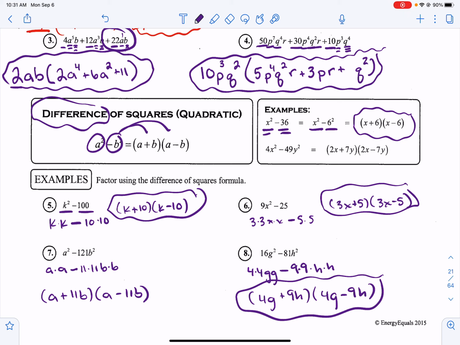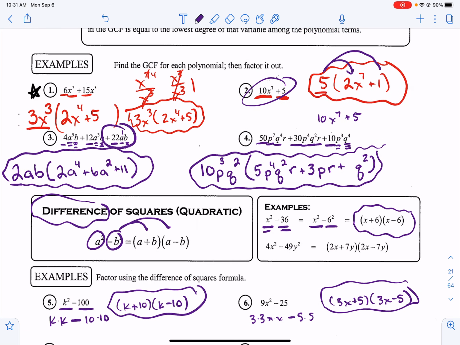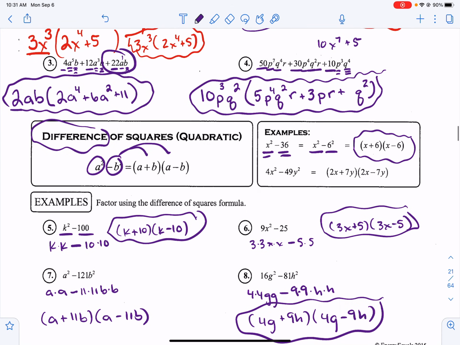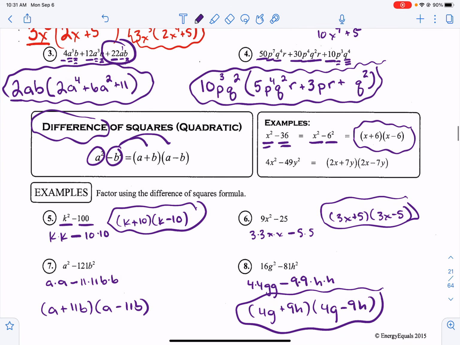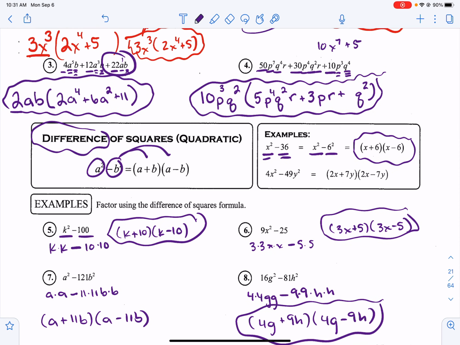All right, so next class period, we are going to do some practice with both of these. We're going to just practice factoring out the greatest common factor, and I'm going to throw in some difference of square problems to see if you can recognize that formula when it is available.